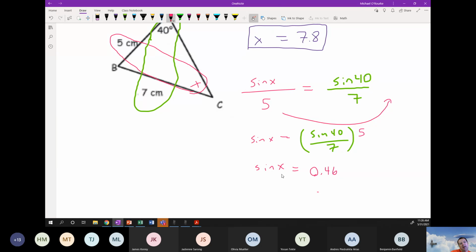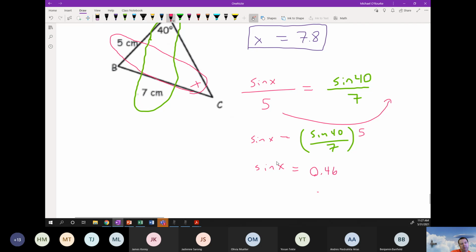So we have sine x equals 0.46. What do we need to do next? Does anyone remember? It's the exact same as the trig question. You guys were here before. Good, sine to the negative 1.